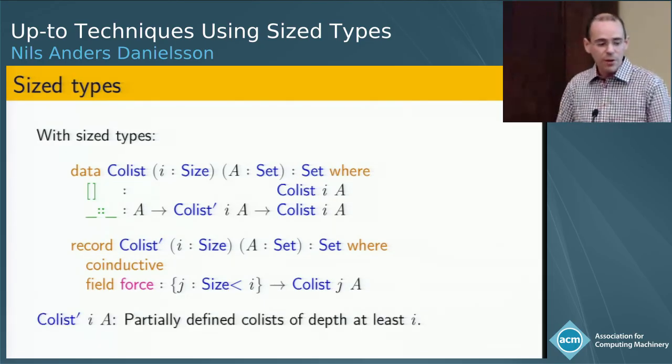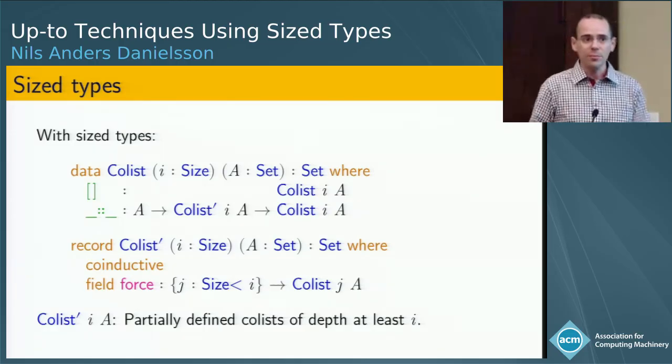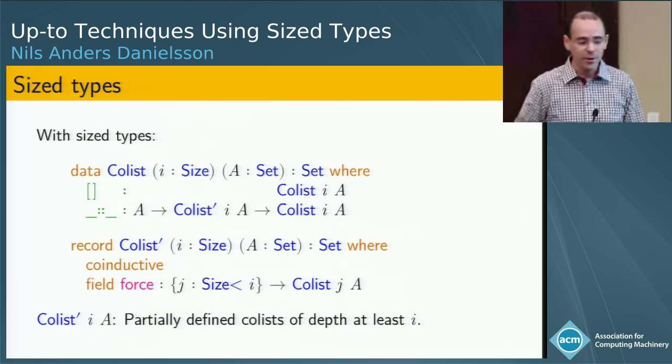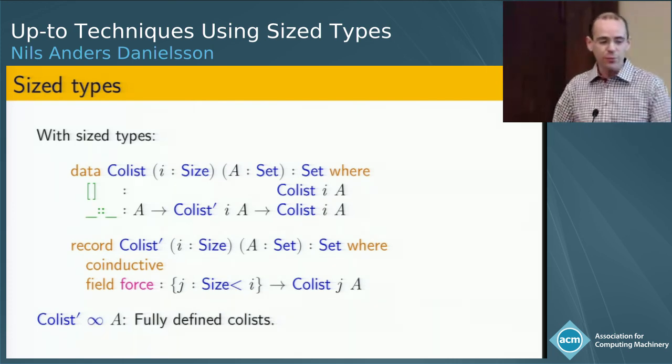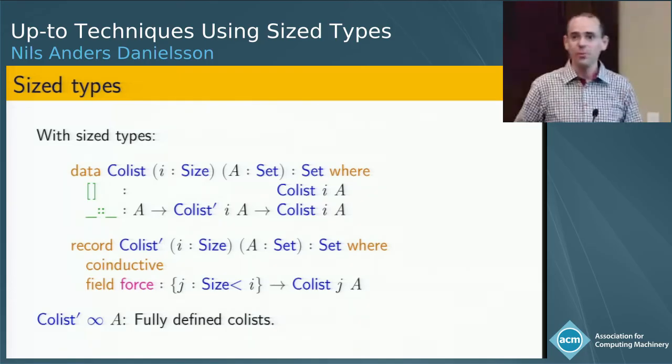So you can think of co-list prime I A as being partially defined co-lists of depth at least I, meaning that it's safe to force these things I times, as long as we get new cons constructors all the time. And there's also a special size infinity standing for fully defined co-lists. So co-list prime infinity would correspond to the thing we had before.